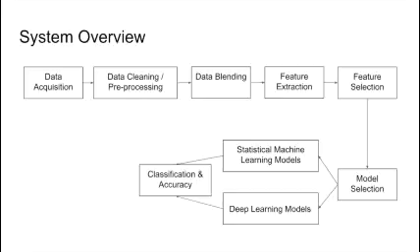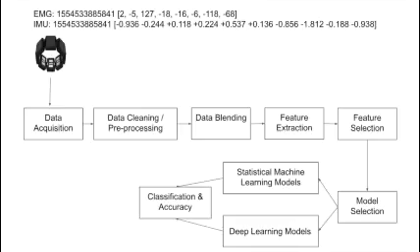So in the system overview, we started with data acquisition, followed by data cleaning and pre-processing. This is followed by data blending, feature extraction, feature selection, and model selection. In the model selection, we explored two paradigms: statistical machine learning models and deep learning models. We reported the classification and accuracy thereafter.